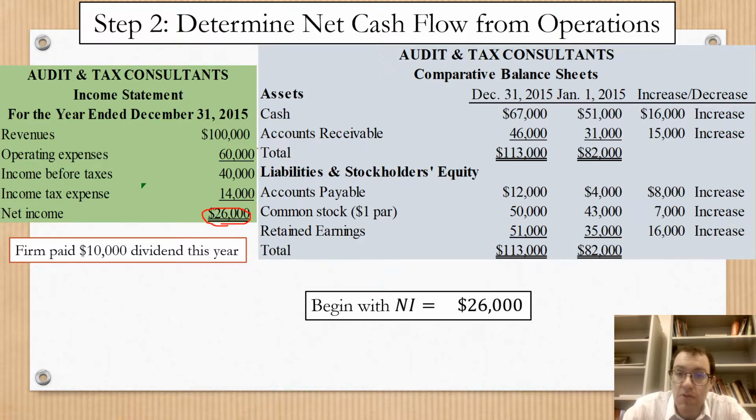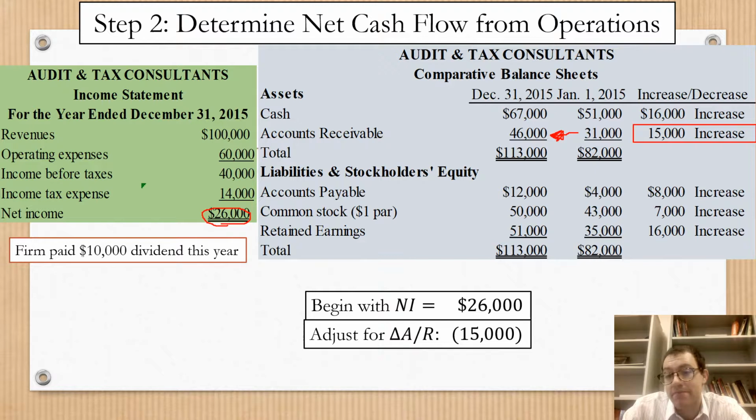You got to remove those accruals. What kind of accruals can I see on this balance sheet? Well, I see accounts receivable went up. That's an accrual. So most likely I sold something on account. That increased my revenue, which then directly increased my net income. I have to take that out. Okay, so even though net income is $26,000, it's $15,000 too high if I'm trying to convert it to a cash basis, right? So I'm going to take that out.